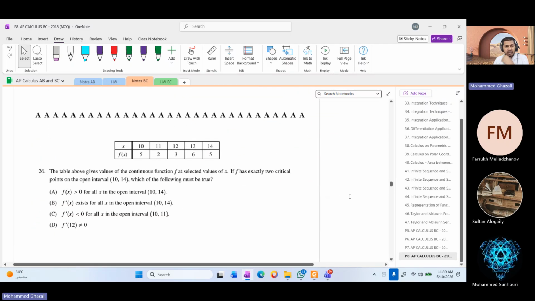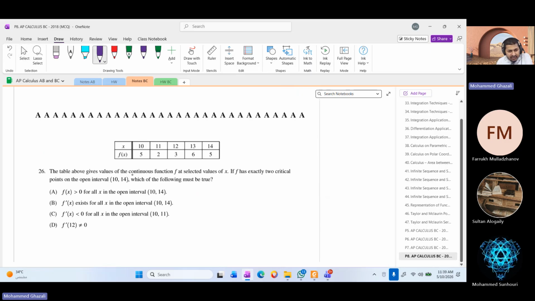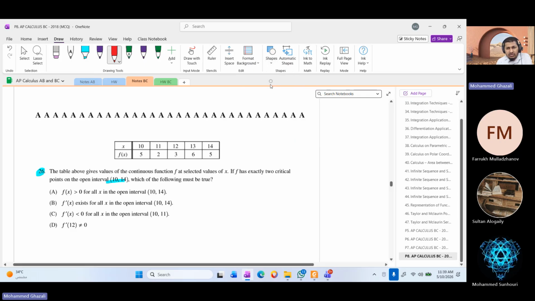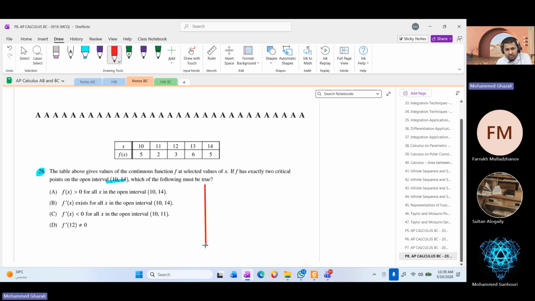Let's move on. The table above gives the values of continuous function f, selected values of x. If f has exactly 2 critical points in the open interval 10 to 14, which of the following must be true? So this was done in AB as well. I think it was the same question number. I just want to draw and redo the graph again.